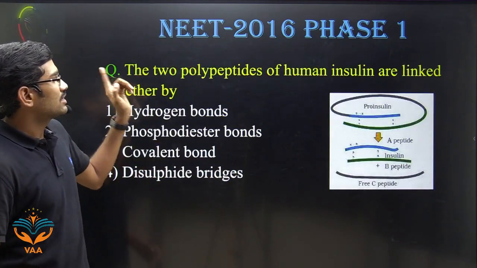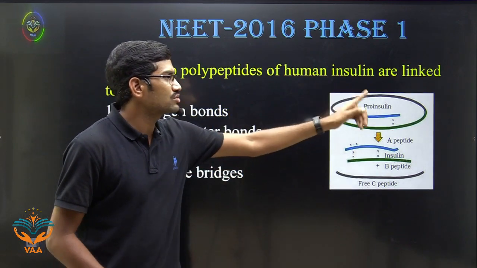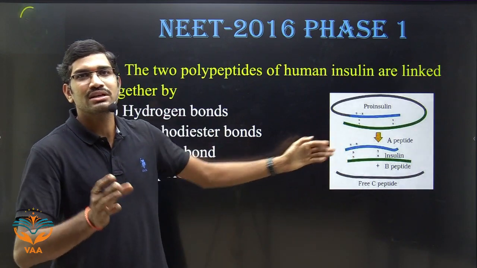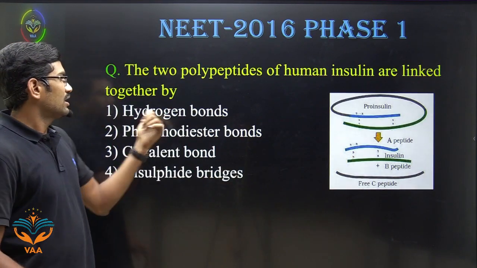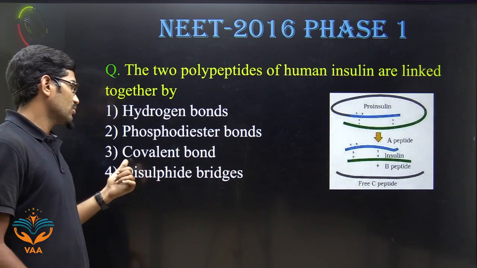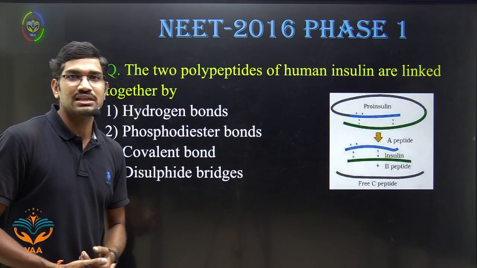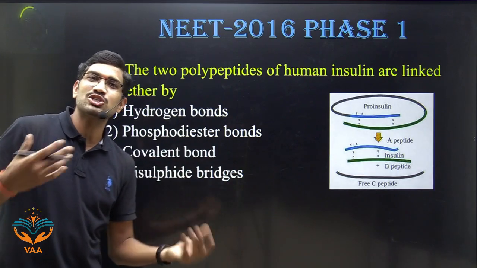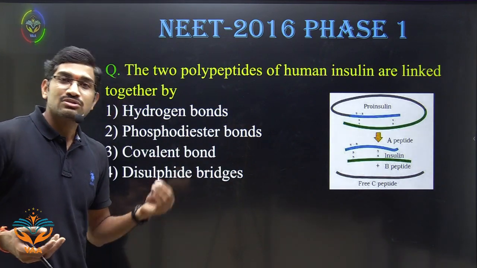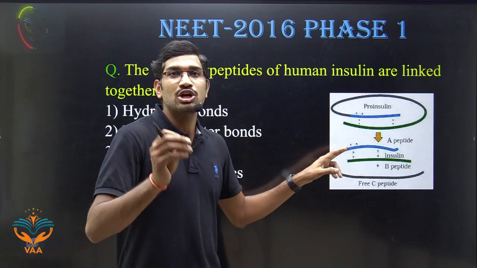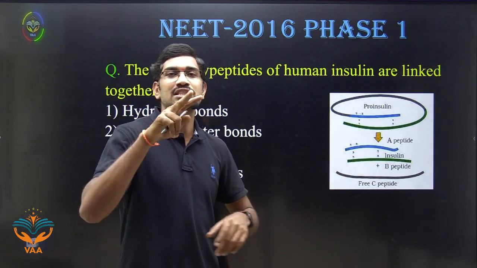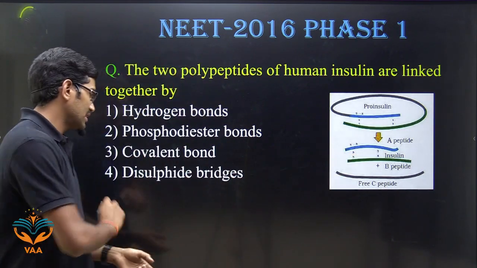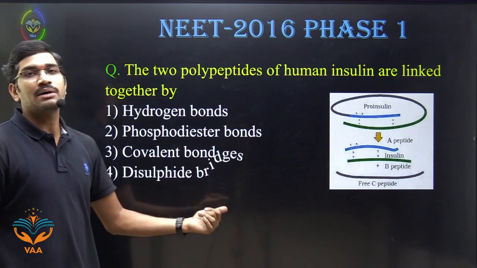Okay, next one. The two polypeptides of human insulin are linked together by. So here in the diagram they have clearly mentioned the disulfide bonds, no? That's what they are asking. Hydrogen bonds, no. Phosphodiester bonds, no. Covalent bonds, yes. Disulfide bonds, yes. Please remember here, covalent bonds is also a correct option and disulfide bridges is also a correct option. Disulfide bridges are also covalent bonds. Then when these two are correct, which is better? Directly the disulfide bridges they have mentioned. So that is the reason why we are selecting option 4.